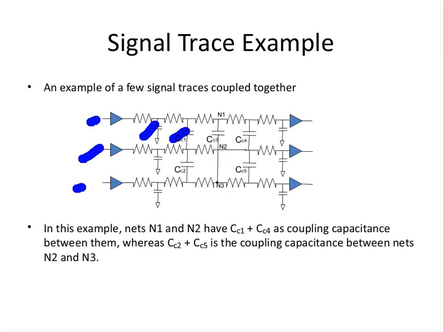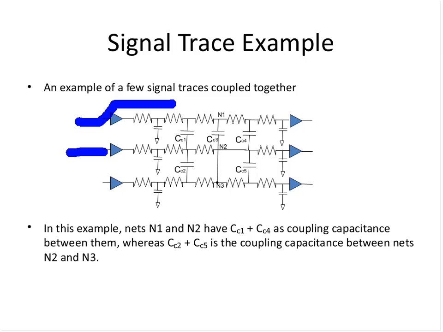The capacitance with respect to ground is responsible for the increasing net delay. It adds to the load at the output pin of the transistor. But the coupling capacitance causes an effect which is called crosstalk, where a signal change here will affect the signal value here.